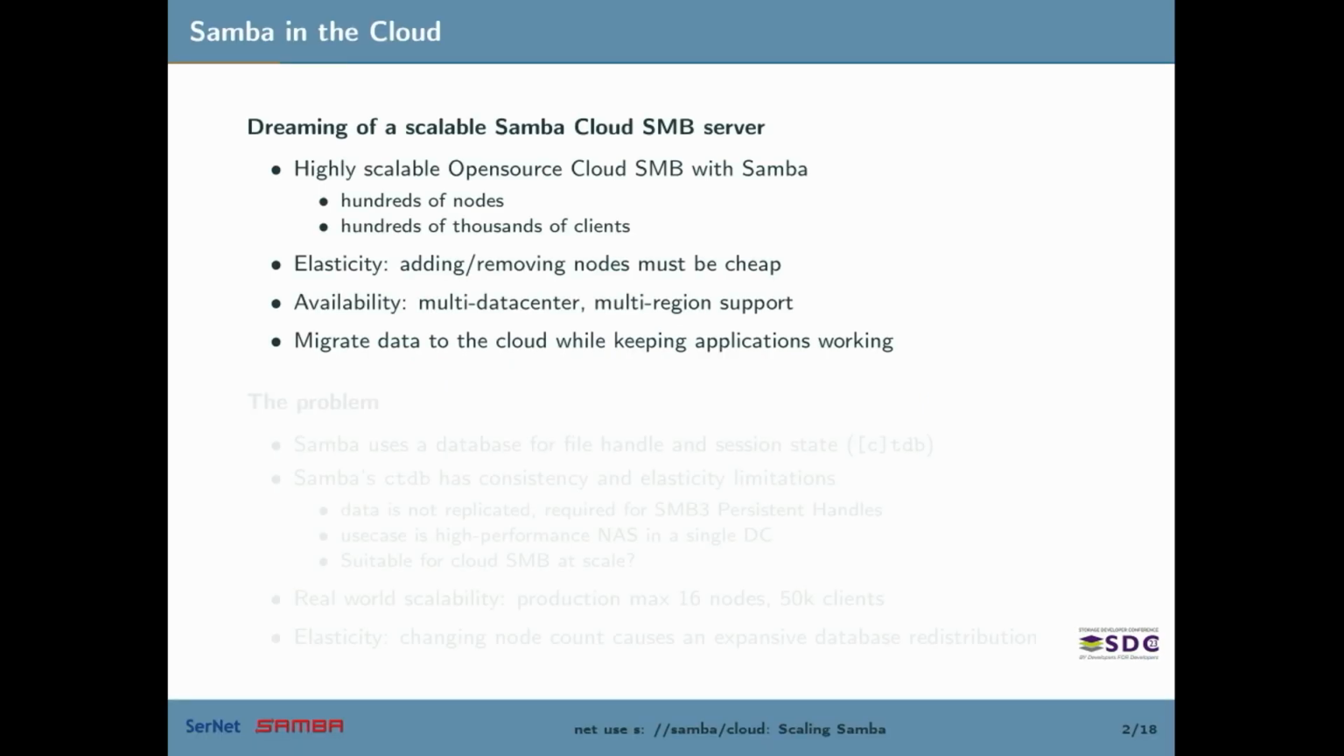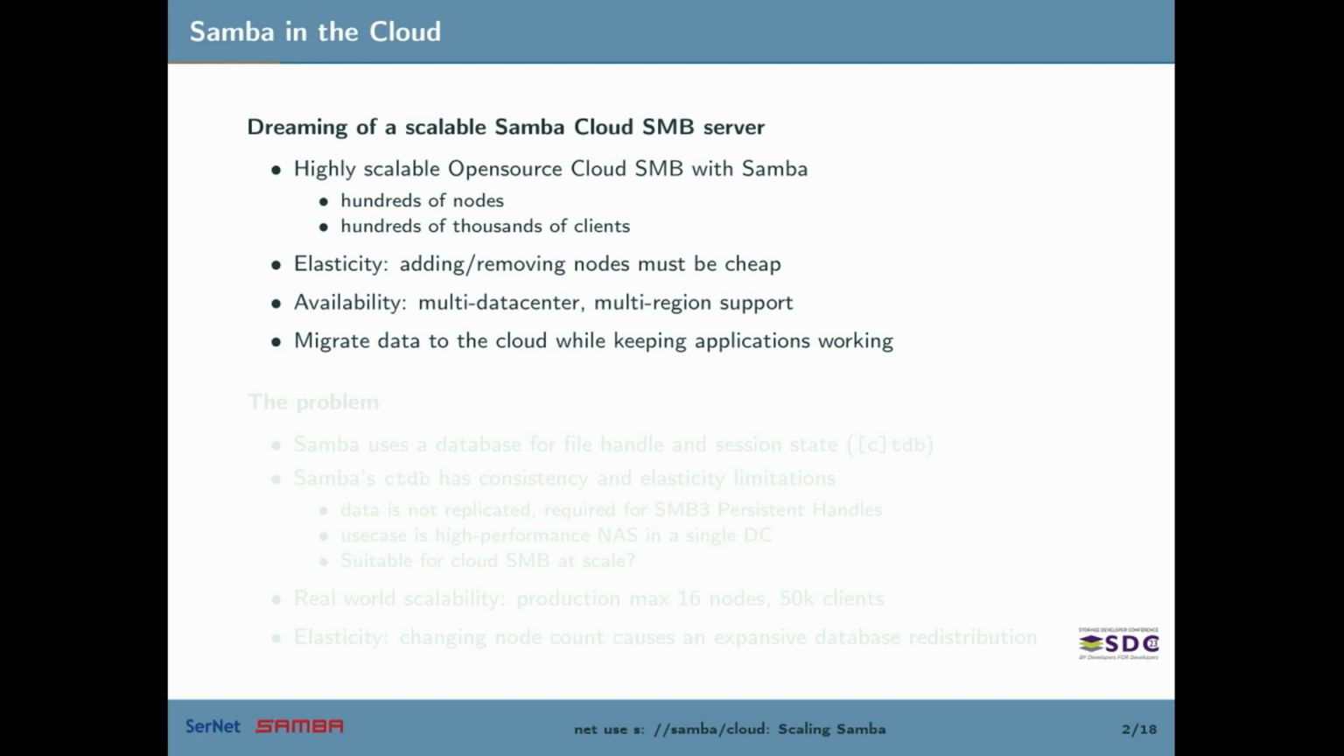So, scaling Samba in the cloud. The dream is having a really scalable Samba server running in the cloud with hundreds of nodes supporting hundreds and thousands of clients. I don't know how many of you are familiar with Azure SMB, the file server from Microsoft running in Azure, in the cloud. It's an implementation using Azure Cosmos DB, a database for all the file handle and session state, and then in the back end using blobs and the like for storing files. And this is a really scalable solution, and Microsoft is really successful with this.